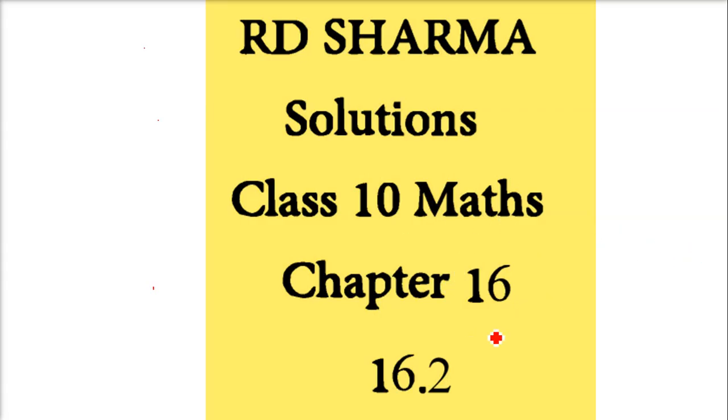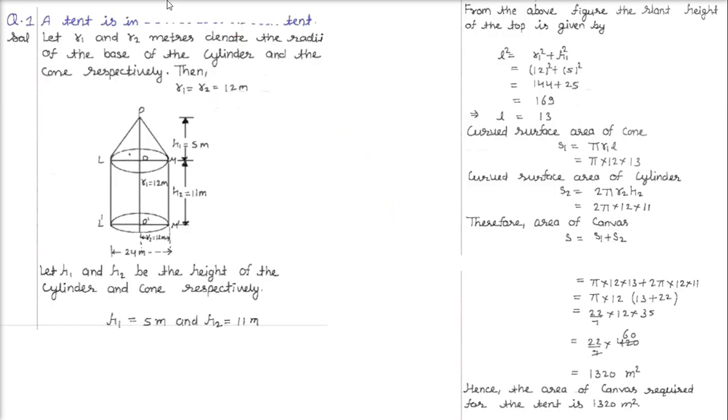We are taking R.D. Sharma Solutions, Class 10 Maths, Chapter 16, Exercise 16.2. The first question is, there is a tent here and we have to find out the area of the canvas. There are two parts of this tent: first the conical one, and then the cylindrical one.